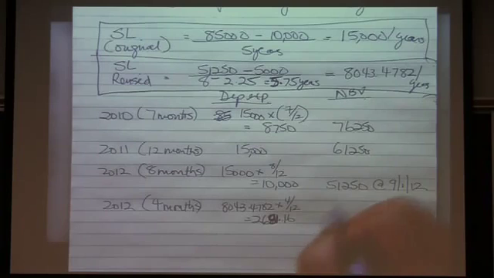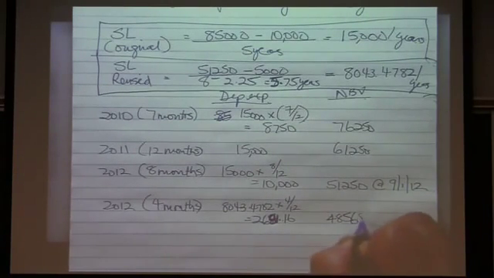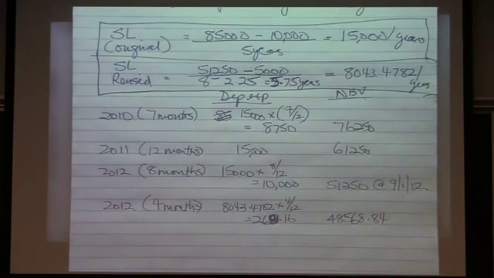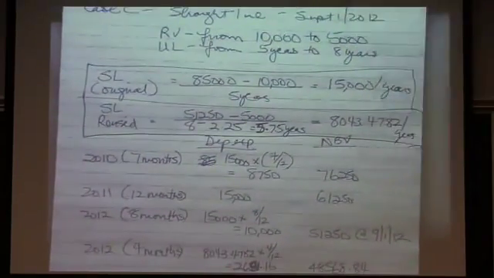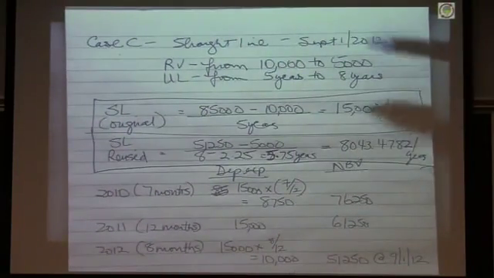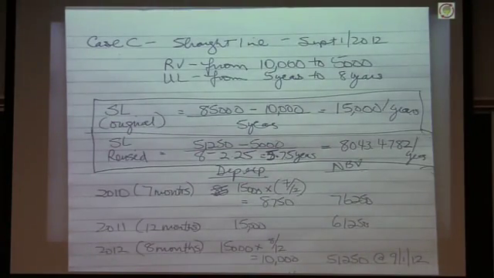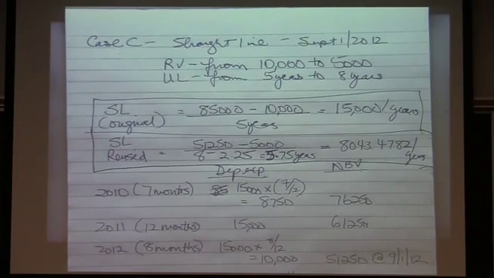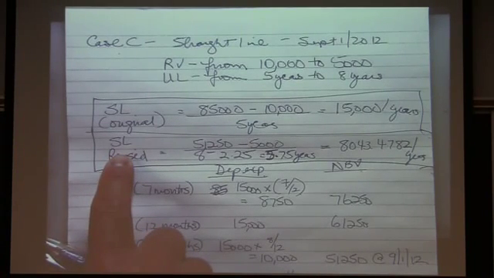And that means that the net book value is going to be 48,568.84. So the key takeaway is when we have a change in estimate, and in this case, the change in estimate in case C is that the residual value goes down to 5,000 and the useful life goes up to 8 years, we need to calculate, first of all, the revised depreciation expense under straight line.